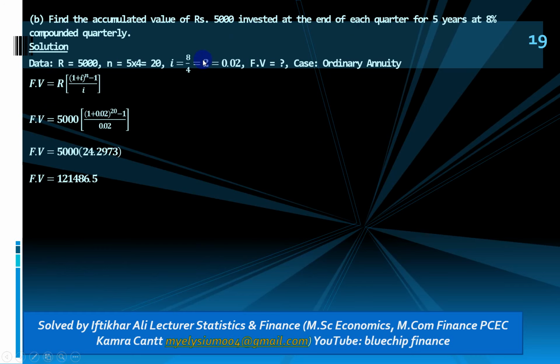In the previous paper it was the case of an annuity due, but here it is the case of an ordinary annuity. N will be 20 because there are 5 years, but it is quarterly, so 5 multiplied by 4 equals 20. Interest rate is 8% annually, but there are 4 quarters in 1 year, so the interest rate will be 0.02. So just put these values into this formula and the future value will be 121,486.5.